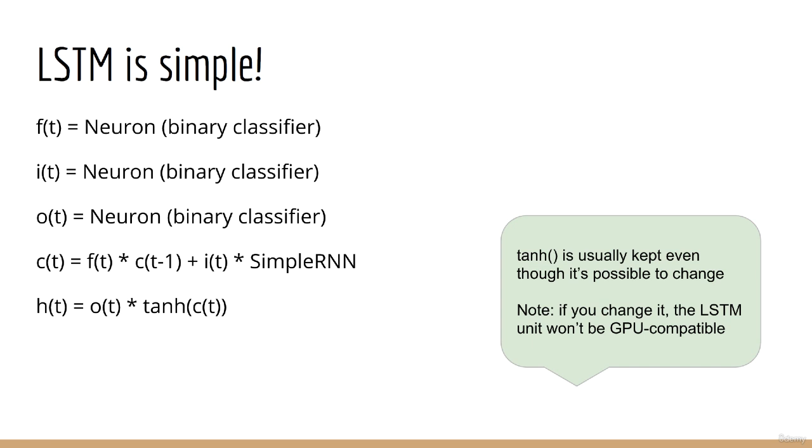Finally, the hidden state h of t is just a squashed version of the cell state with the output gate controlling which values are allowed to pass through. By the way, I say squashed because we use the tanh activation by default and it's not possible to change. So this is really not a hyperparameter you have to play around with.